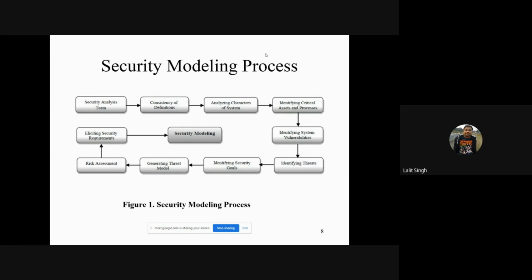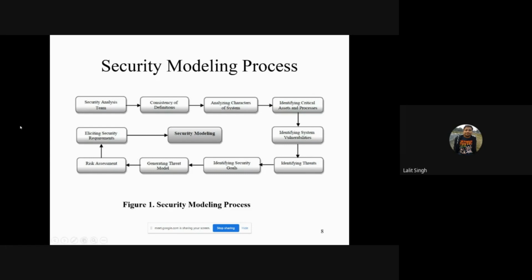So after identification of the threats, you have to identify the security goals. Now, what are the security goals? And once you have identified the security goals, you have to generate the threat model basically. Threat model means what could be the various threats and how they can compromise your security. And then you also have to consider the risk in case you are postulating some solution, and in case of failure of that postulation because of some randomness, so you have to do the risk assessment also.